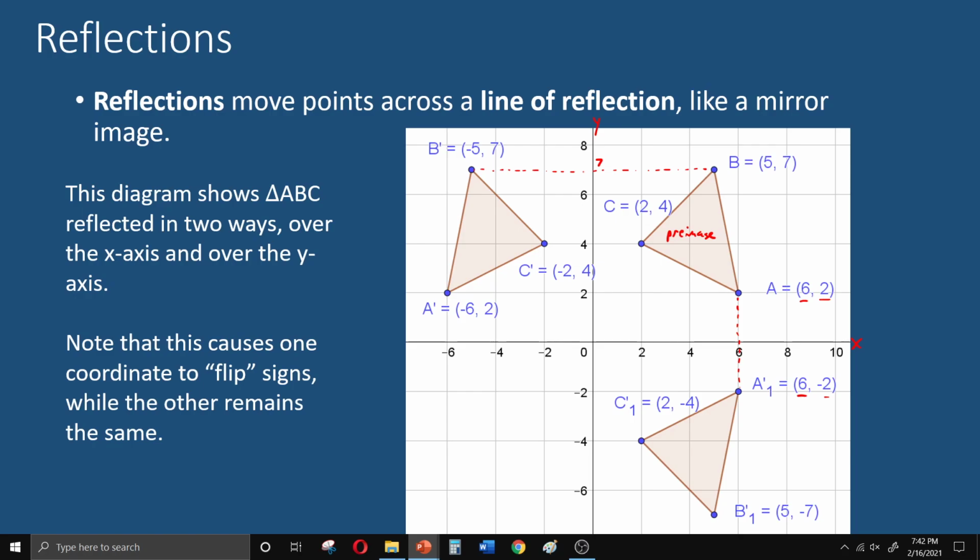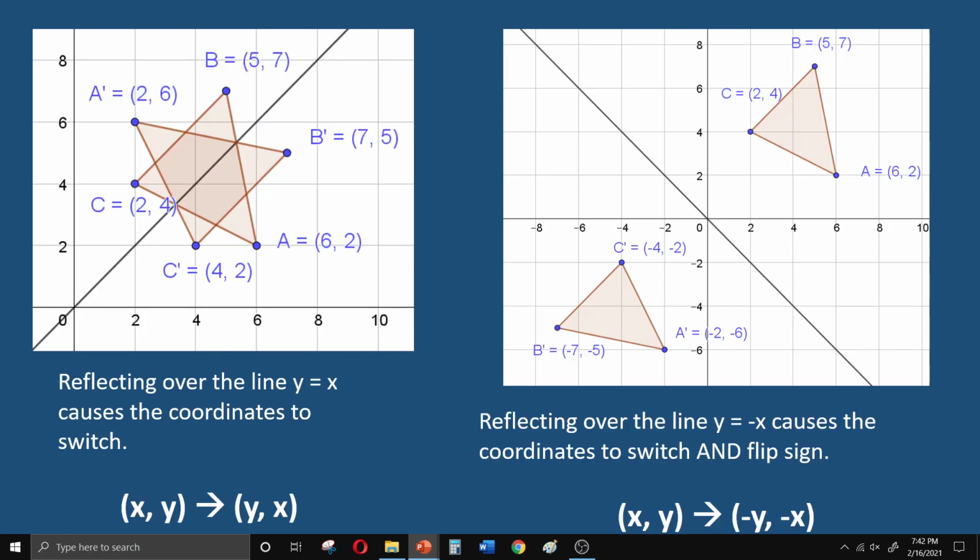knowing how to do. You also need to know how to reflect over the lines y equals x and y equals negative x. Y equals x has the effect of just switching the coordinates around. So we started with this original triangle, and then flipping it around. 6, 2 becomes 2, 6. 2, 4 becomes 4, 2. And so on and so forth. So just switch them. Don't change the signs. Don't do anything else. Just flip them around.